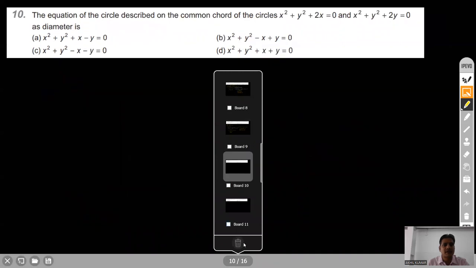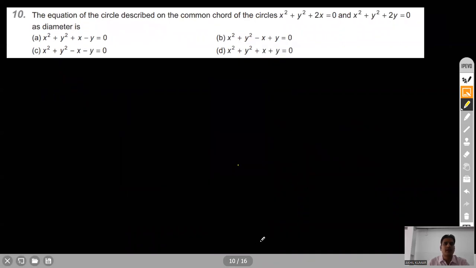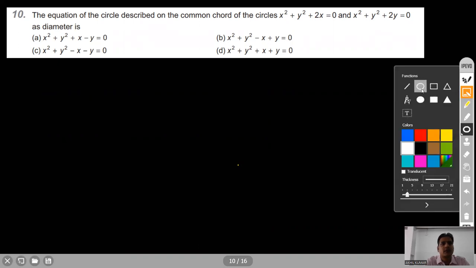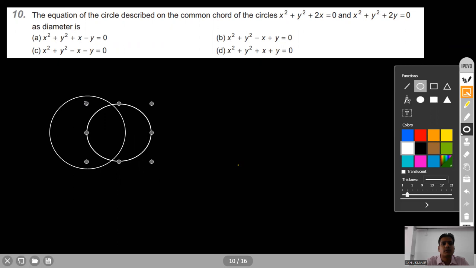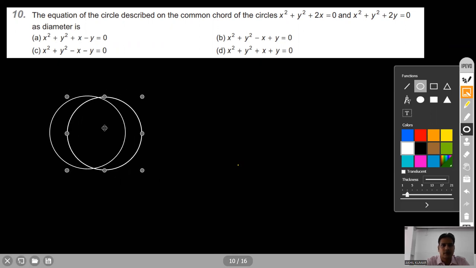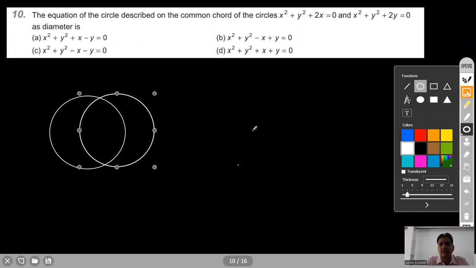Let's see the next question, question number 10. The equation of circle described on the common chord of circles this and this as diameter. Okay, means this question is saying that two circles are there. They are intersecting also. So these are two circles. Equation of circle described on the common chord. Okay, so we have to write one equation of circle which taking this as chord.